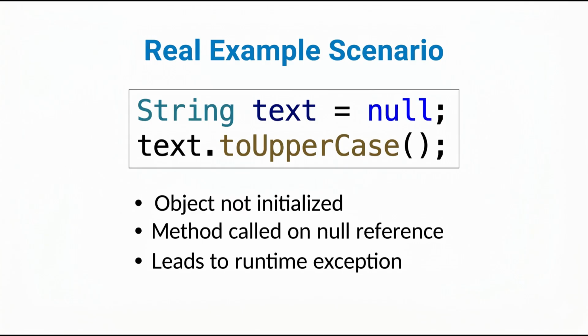This example is very similar. The variable text is null, and then we attempt to call the toUpperCase method. Since Java needs a real object to execute that method, it immediately throws a null pointer exception. This is one of the most common mistakes made by beginners.